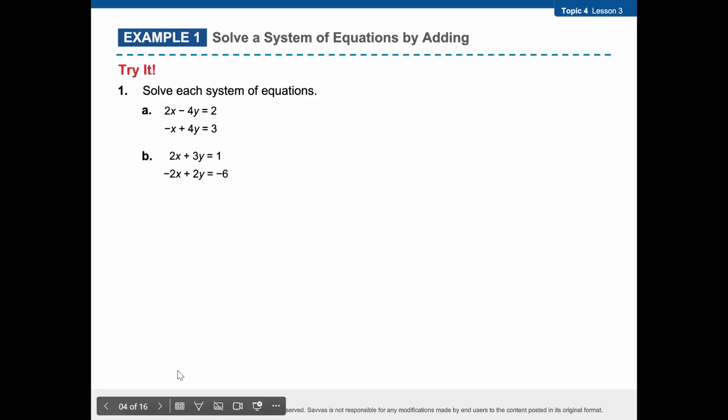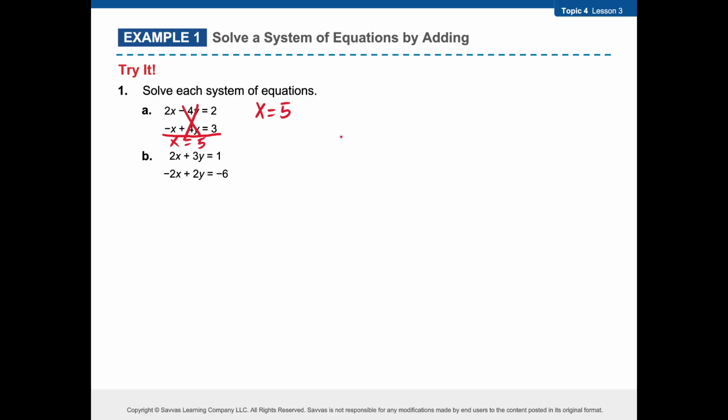You can pause and try these on your own. Both have a variable that is easily able to be eliminated. Letter A, negative 4y, positive 4y, eliminates. 2x minus x is 1x, otherwise known as x, and then 2 equals 3. 2 added to 3 is 5.